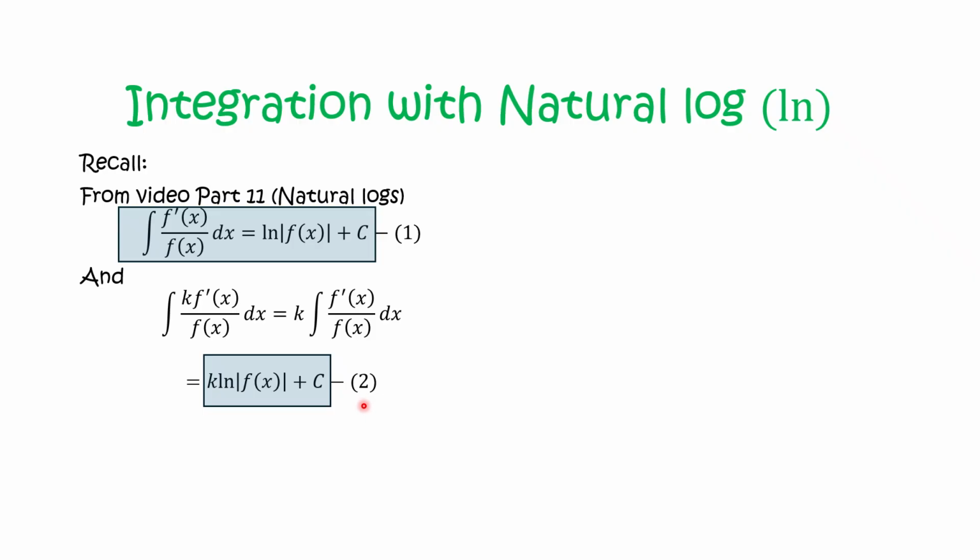Great. We go on to check out the first example associated with the natural logarithms. Take note. In the previous natural logarithms video, part 11, we did not have the trig functions, but now we also introduce the trig functions. So the example goes like this. Find the integral of cosine of x over 1 plus sine of x dx.